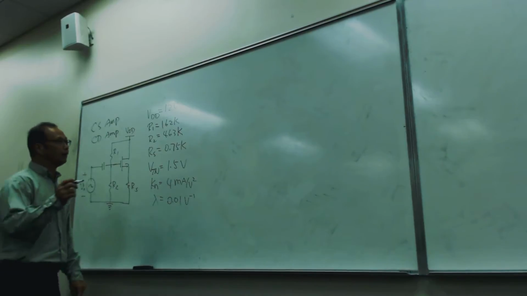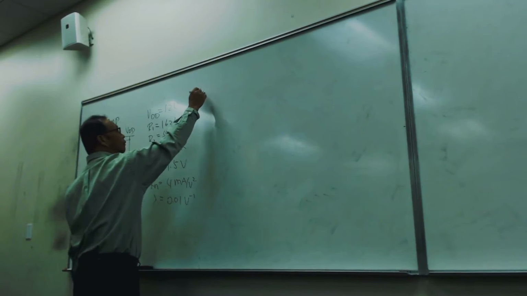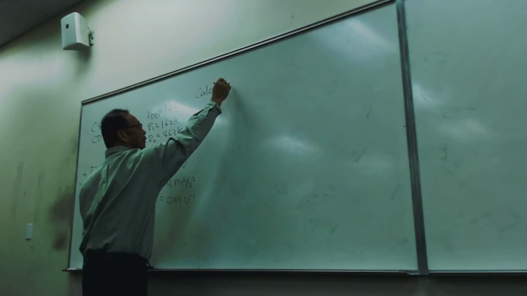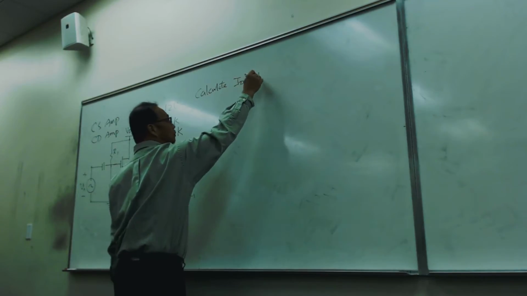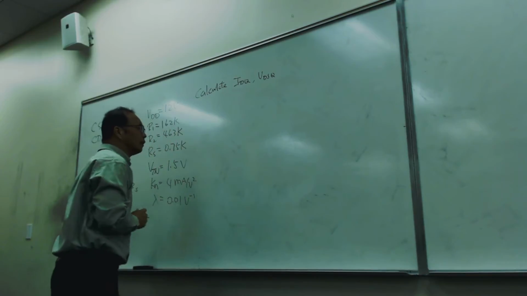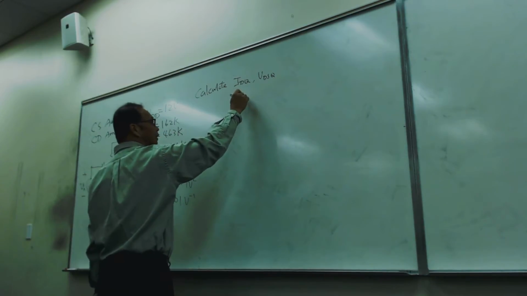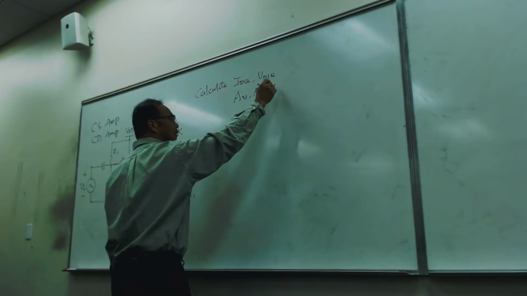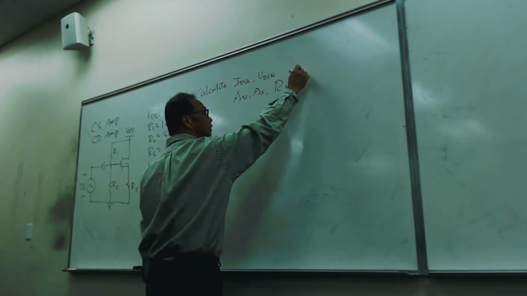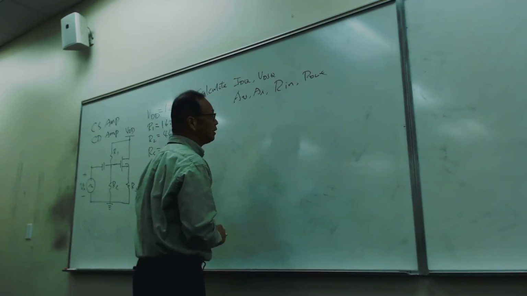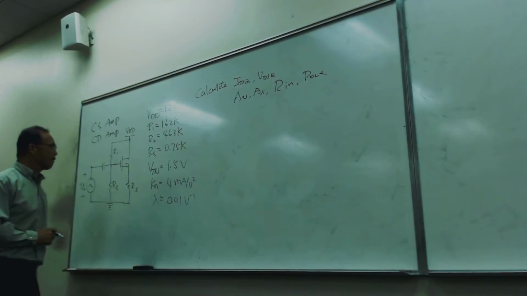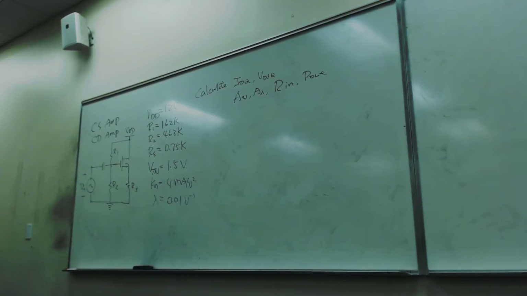Okay, so calculate IDQ, VDSQ, A, so V is by input resistance, output resistance. Okay. Maybe we do the low lines also. Okay.